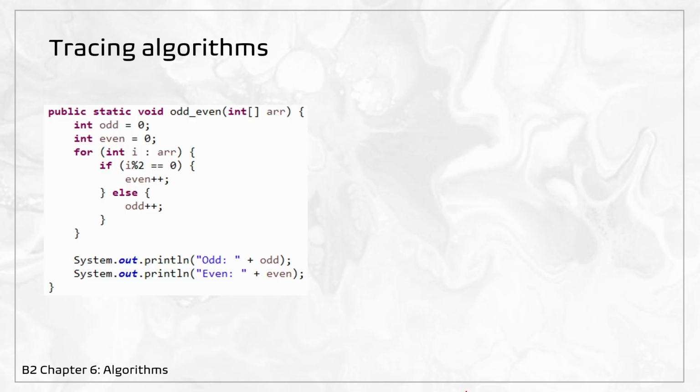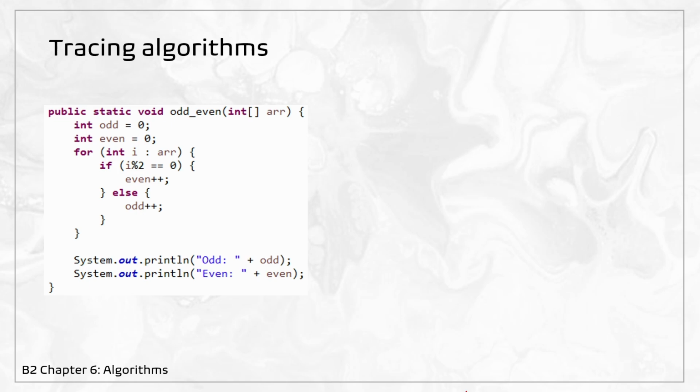Firstly, let's understand how to analyze a given algorithm. We do this using trace tables. Trace tables are just a way to track how an algorithm runs by looking at how the internal variables change over time. Take this algorithm that takes in an array and increments one of two variables depending on whether the array element is odd or even.